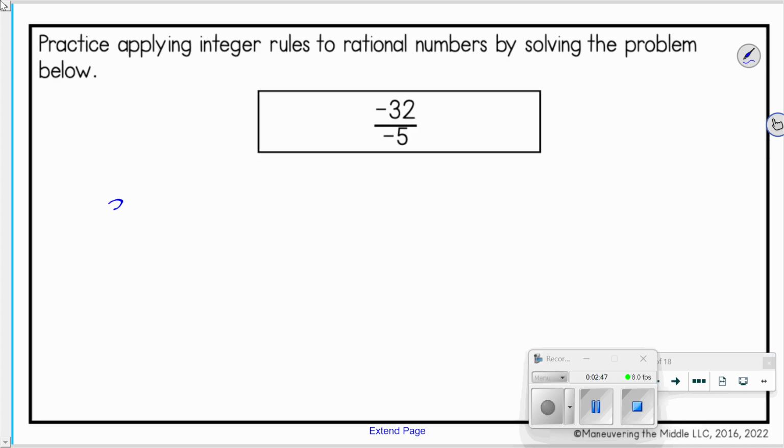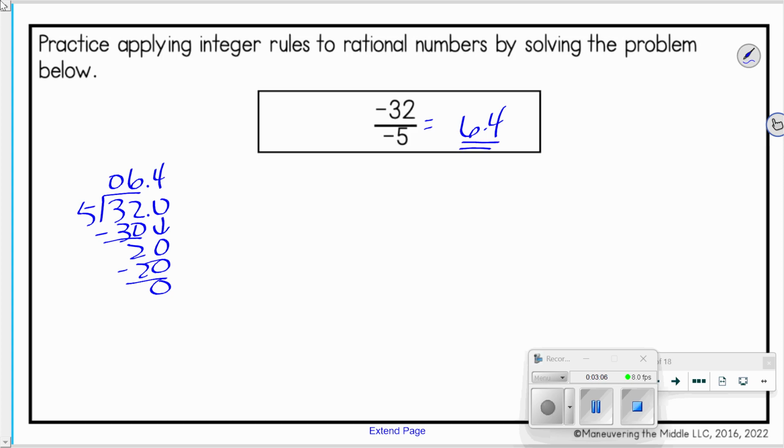32 divided by 5. Remember, the first guy, the top guy's the winner. He goes in the house. So that's going to go 6 times. Gives me a 2. I'm not at 0, so I need to bring in my decimal. That's going to be 20, so 6.4. So, 6.4. They're both negative. I compare my signs. That means my answer is positive. They love each other.